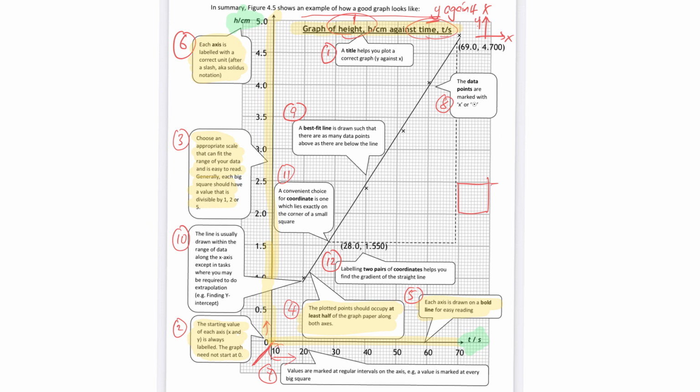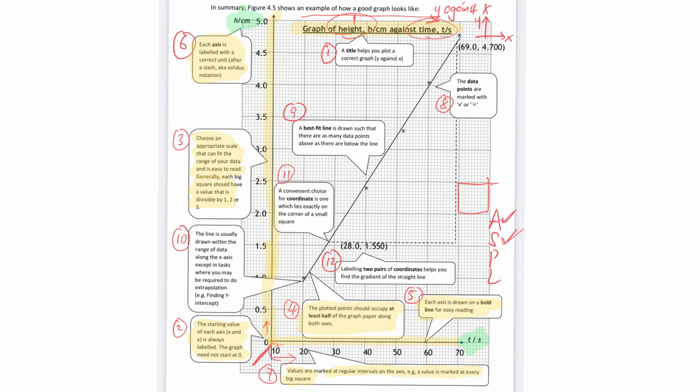And for the scale, make sure that the values are marked at regular intervals on the axis. Usually at every big square will do. Usually we will mark according to ASPL. So by having done your axes properly and labeled properly, with the intervals labeled on the axes, you have earned the marks for the axes and for the scale.